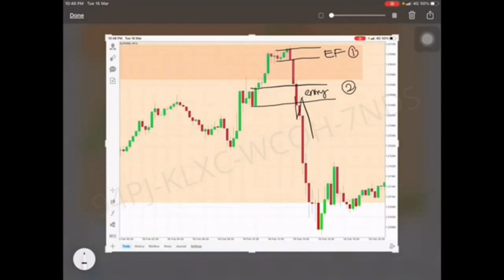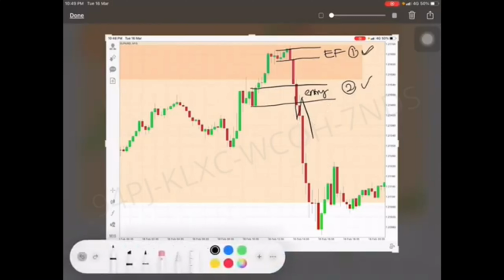Come again? Okay, so enter the zone, one and two. We're only waiting. Usually, if there is one price and one zone and two zone, it will come back to the nearest one. The price will come back to the nearest one.